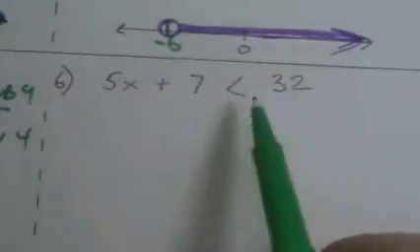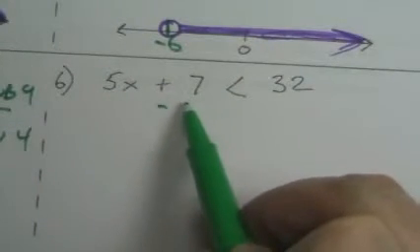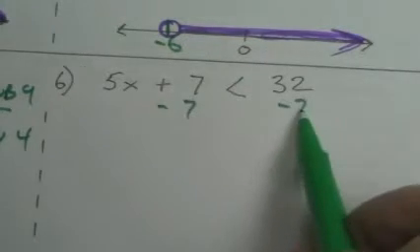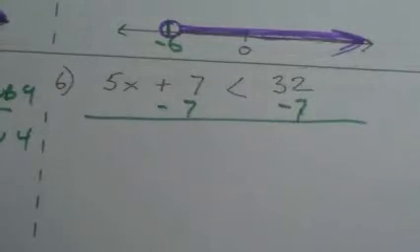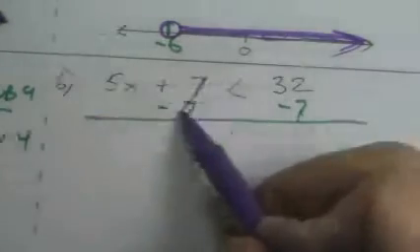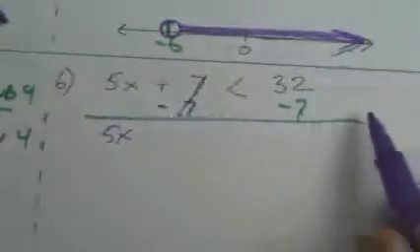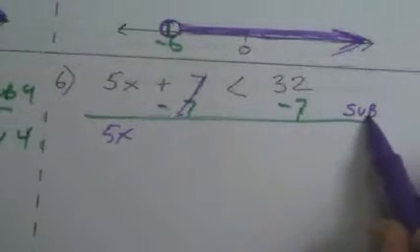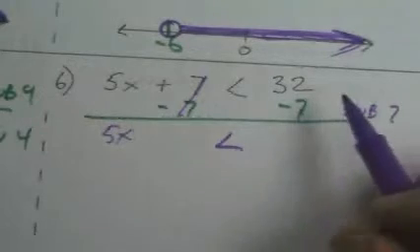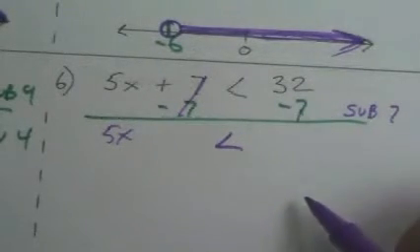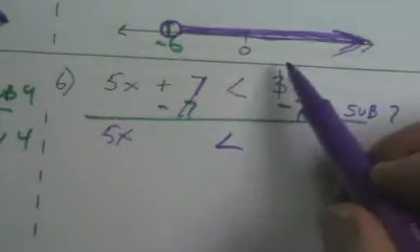Okay, number 6, similar problem. I'm going to go ahead and subtract 7 from both sides. Get rid of the constant first. That's gone. It's 5x. I'm going to write that step down. Subtract 7. Arrow stays the same. 32 minus 7. If you need to borrow, go ahead and do that.